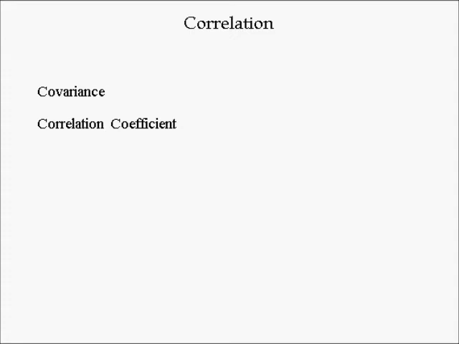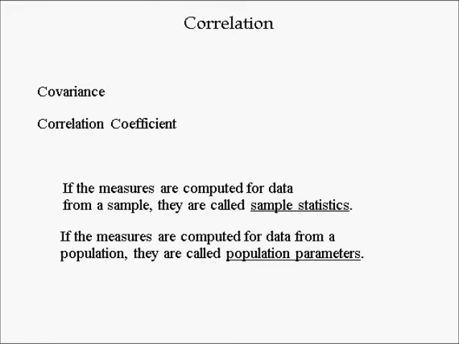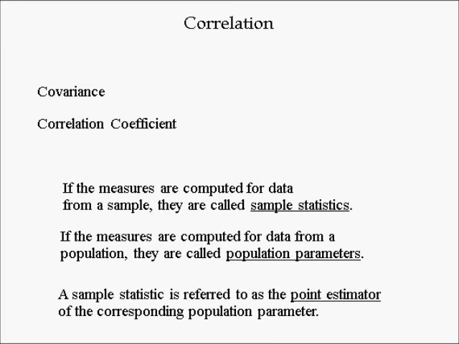Covariance and correlation are measures of how close the relationship is between 2 variables. Winning percentage of the football team and attendance at home football games are going to be positively related. Hence, their covariance would be positive, while their correlation would be close to 1. If these measures are computed using sample data, they are called sample statistics. If these measures are computed using data from the population, they are called population parameters. The procedure used to compute a sample statistic is referred to as the point estimator of the corresponding population parameter. When numbers are substituted into the procedure, the resulting number is a point estimate of the population parameter.